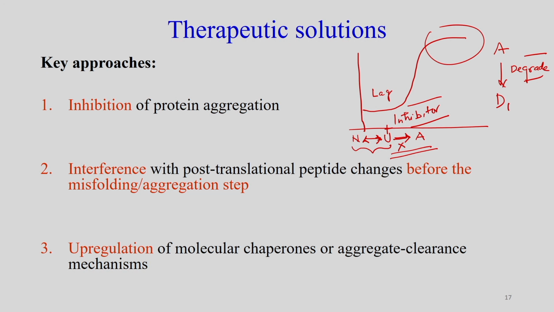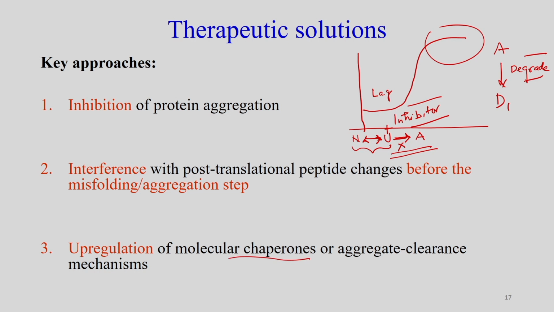Another step is at the cellular level. At the cellular level, we can look for mechanisms that interfere with the post-translational peptide changes before the misfolding or the aggregation. If there can be some change at this step, that can also interfere with or stop the misfolding or the aggregation. And the third one is molecular chaperones.